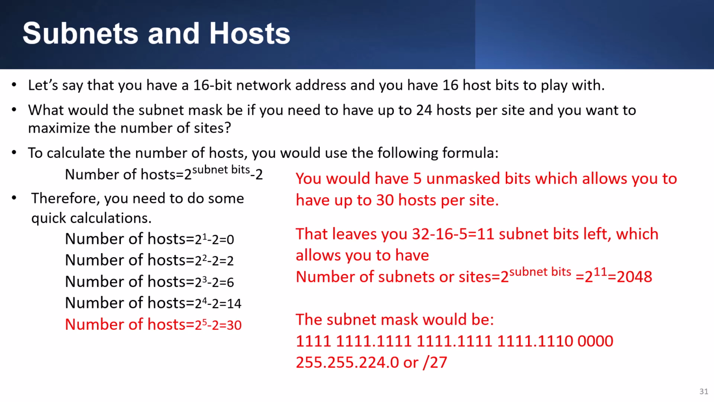That leaves you 32 minus 16 minus 5 equals 11 subnet bits left, which allows you to have a number of subnets or sites: 2 to the subnet bits equals 2 to the 11th equals 2048. The subnet mask is shown on the screen in binary, which is 255.255.224.0 or CIDR notation /27.